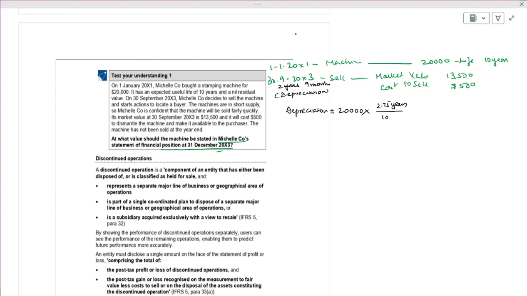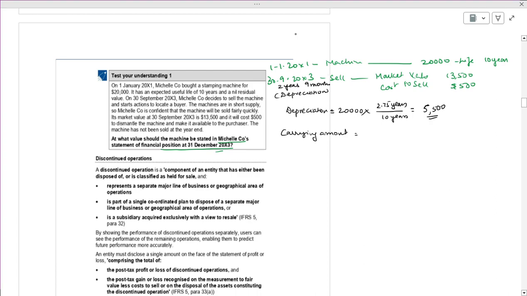Is it divided by how many years? 10 years. It comes to how much? 5,500. Can you check? Yes, 5,500. Is it right? Now, the carrying amount will be how much?